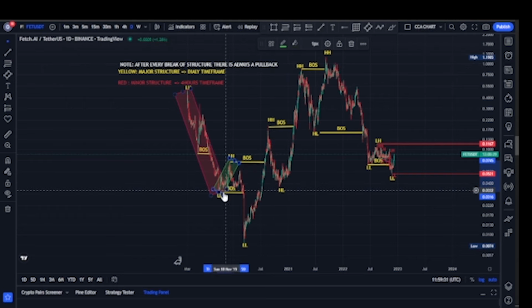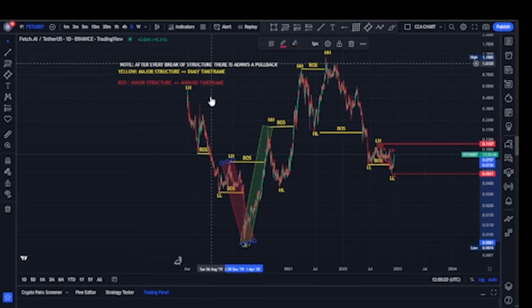Sure, we got a pullback. The push took price from that $0.032 and pushed price back to about $0.070. So guys, expecting more break of structure to the downside, because the lower high that gave us this lower low during the pullback was not taken out, we should expect more break of structure to the downside. And guys, that's what we saw.